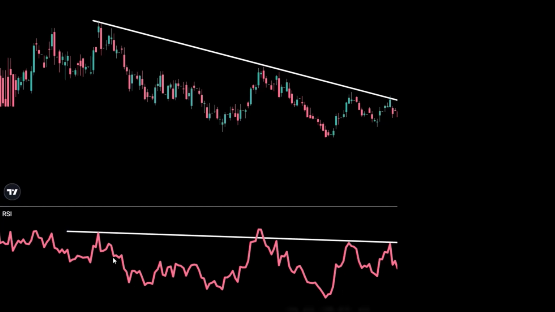Now let's see how the same idea works in a bearish trend. In this chart, the market has been trending downward for some time. The price is making lower highs and lower lows. Now look at the RSI. It's also moving downward.